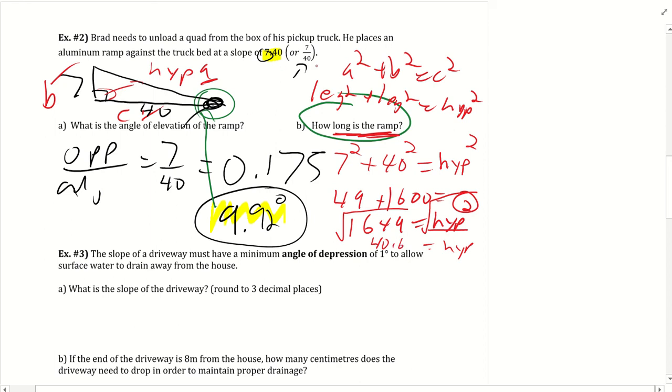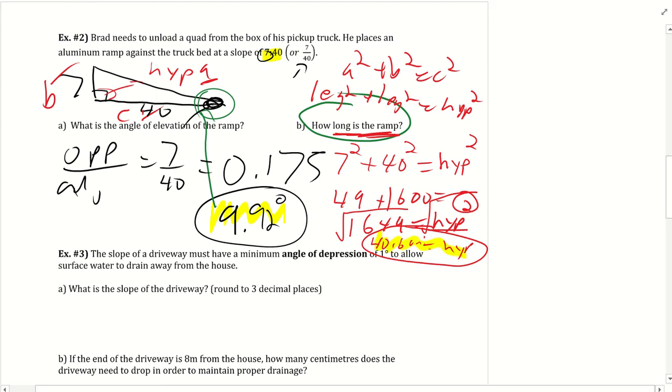And we have to make sure we know our units on this, that's interesting because it never really does tell us the units there. So we're just going to go 40.6 units because it never tells us if it's meters or feet or anything like that. So whatever this is, it's in units, and that's how long it is. So that's a good thing to know too.